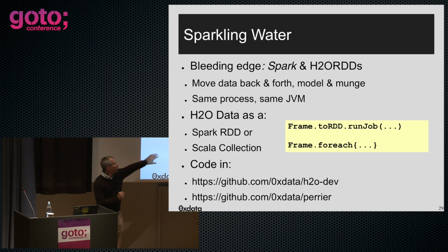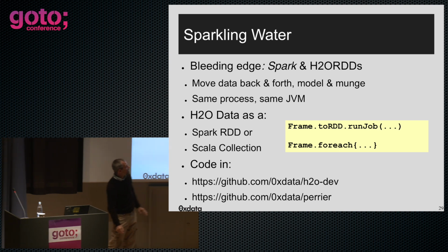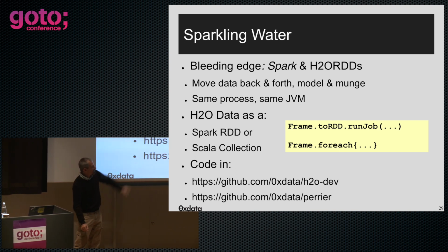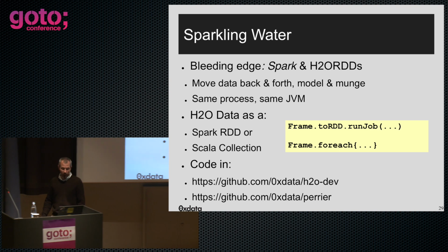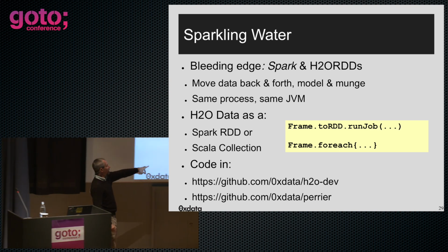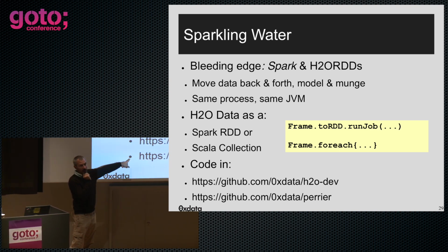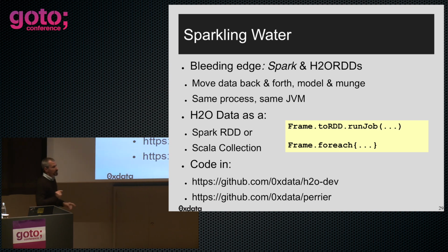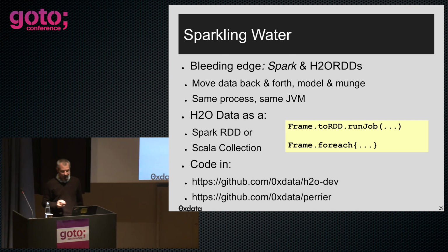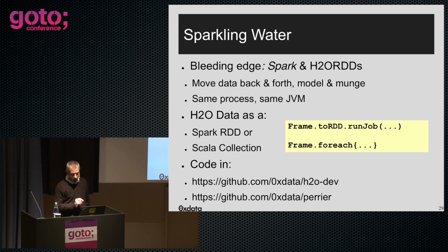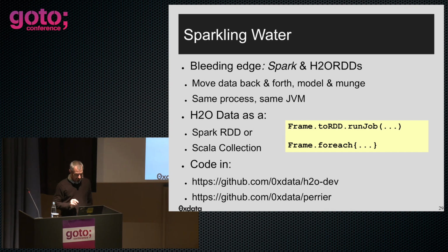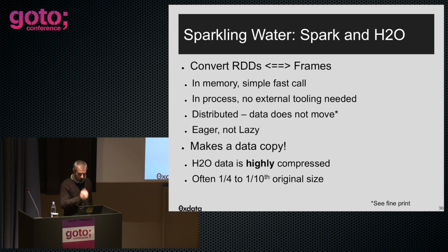And the code's on GitHub. You need the dev version of H2O, and then Perrier is Sparkling Water. It's our combo. This will probably go away in another month or two. All we needed out of Spark was a hook to call H2O at startup time in the right places, for which we put a Jira request to the Spark people, and they've taken some version of it, and so it won't be too long before we don't actually need a Spark build.